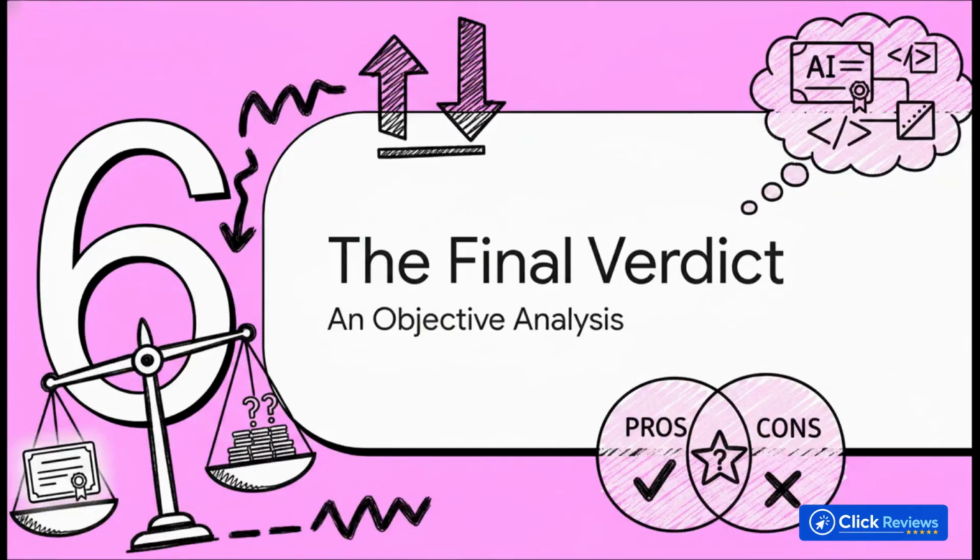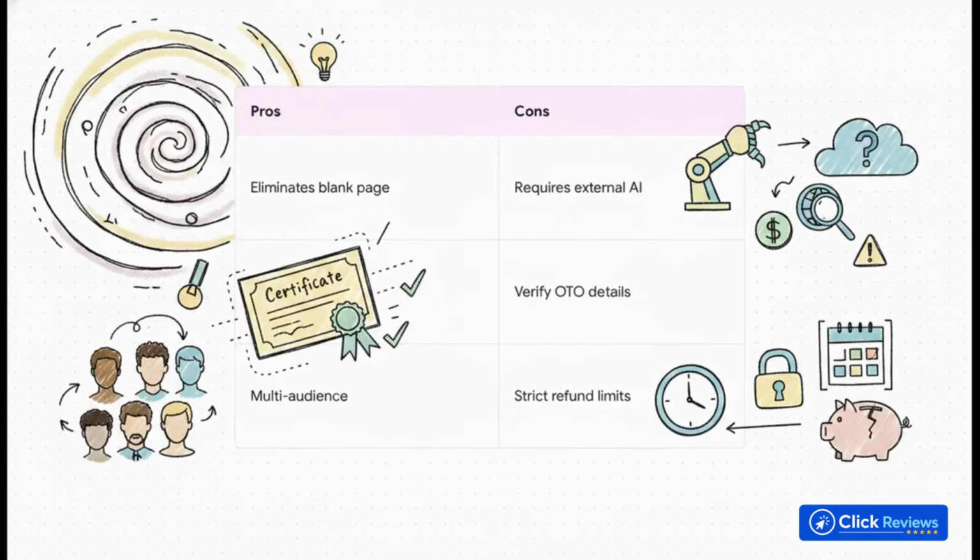Section 6. The Final Verdict. An Objective Analysis. Balancing the sales claims with the independent review, the pros and cons are pretty clear. On the plus side, it absolutely eliminates that blank page struggle. It bakes in print-ready instructions, and it supports incredibly diverse audiences.